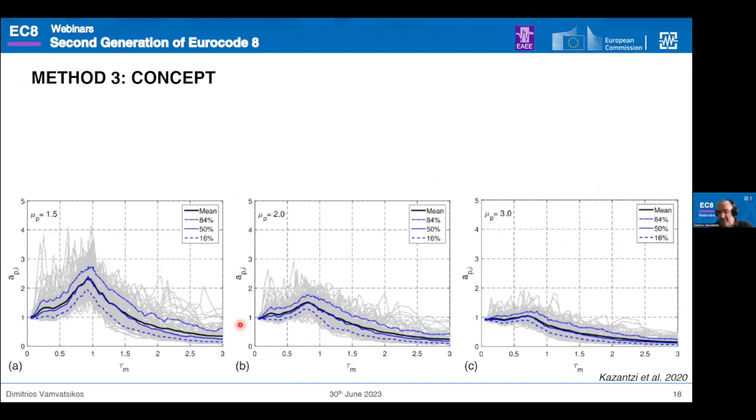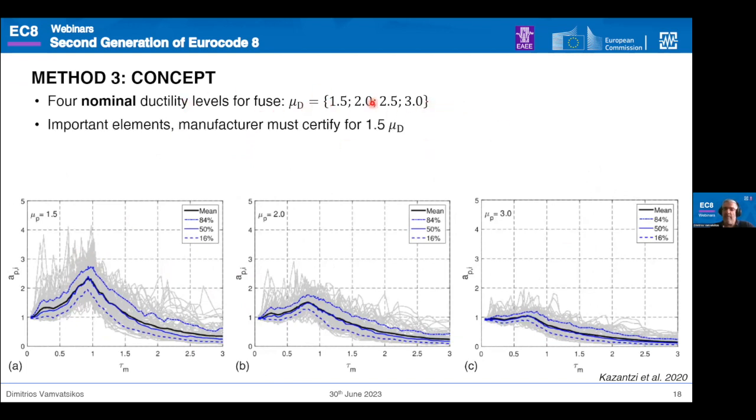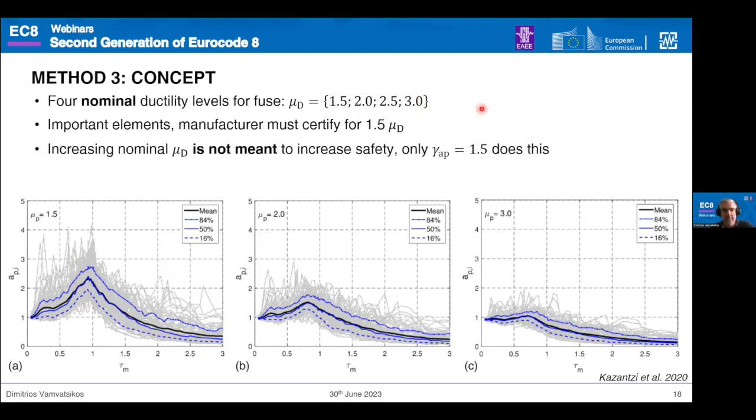Method 3 now, and that's the fun. The concept is that you can use different ductility levels, but you must certify them. In this case, because these are important components, you want to certify them for 1.5 times higher ductility than the one you're going to nominally assume. And the fun part is that when you increase your ductility, this is not meant to increase safety. Increasing the nominal ductility is not for safety.